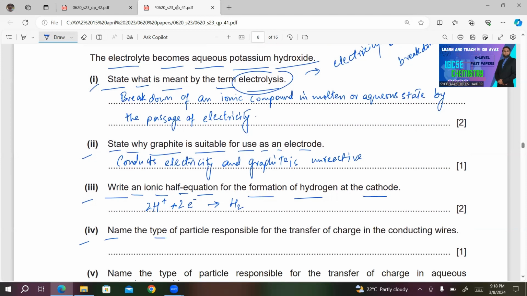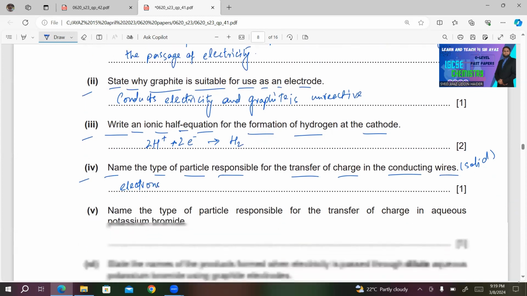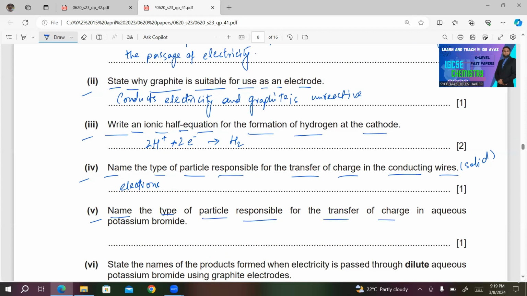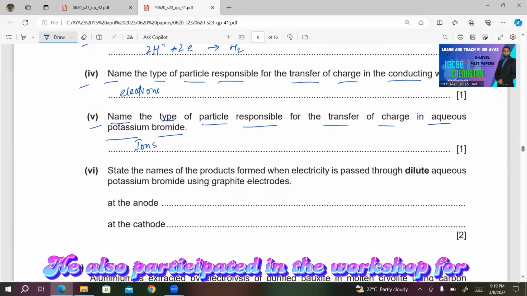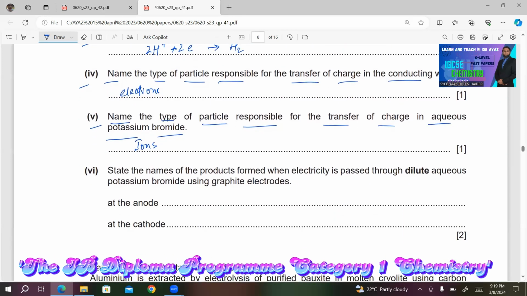Number 4, name the type of particle responsible for the transfer of charge in the conducting wires. The conducting wires are solid substance. In solid substance, the conduction is due to the presence of free moving electrons. So it's electron. Number 5, name the type of particle responsible for the transfer of charge in aqueous potassium bromide. It must be ions. So we have free moving ions in the aqueous solution, which is responsible for the transfer of charge or conduction of electricity in the solution.